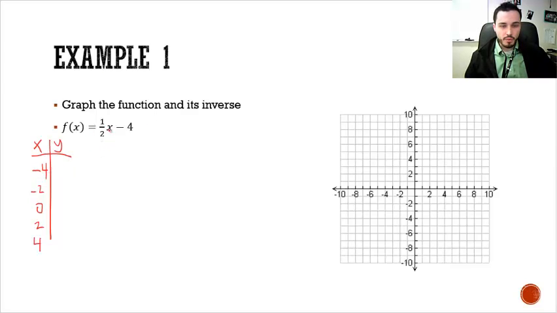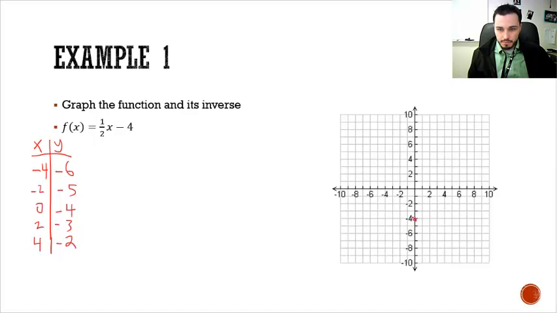So if I plug in -4, half of -4 is -2, -2 minus 4 is -6. Just keep this going. Half of -2 is -1. -1 minus 4 is -5. And plugging in 0 would be -4. And if you notice the pattern, this just seems to be increasing by 1 each time. Okay, so then this is my regular function table, and I can graph that.